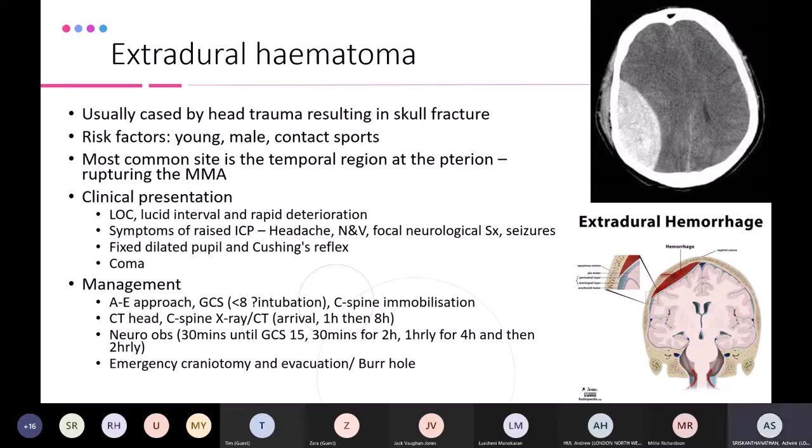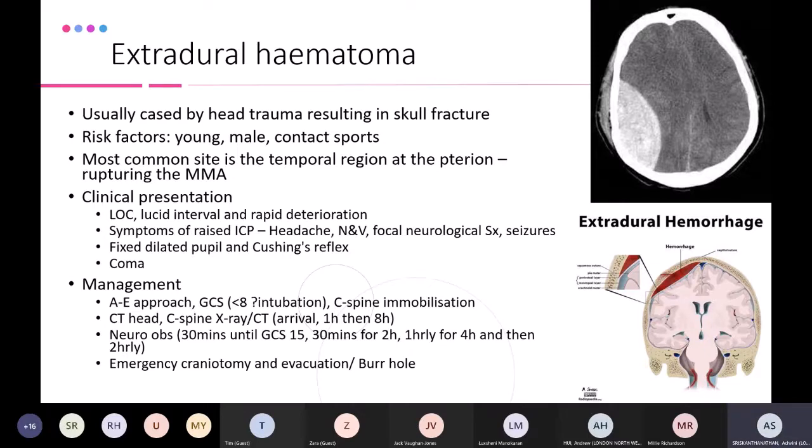So just to go through extradural hematomas. So extradural hematomas are basically defined by the suture lines between the skull and the dura, and it forms this kind of lentiform shape, or I'd like to think of it as a lemon. So it's like a lemon shape there. Whereas your subdurals look like a banana. And we'll come on to that in a bit.